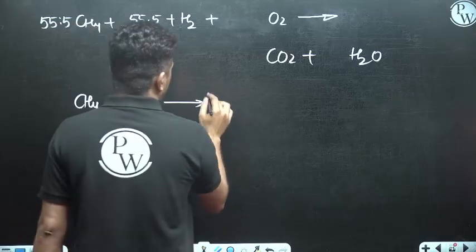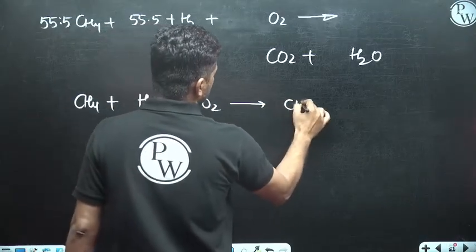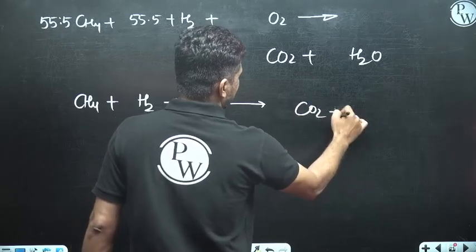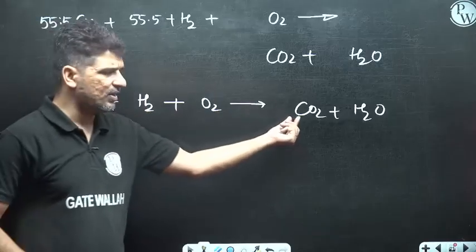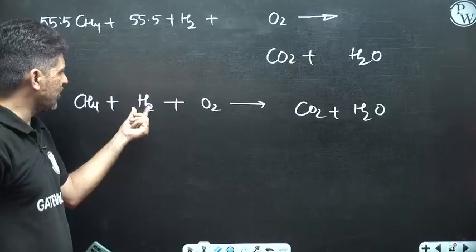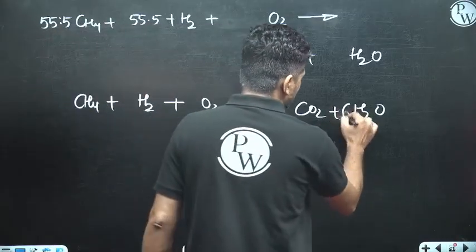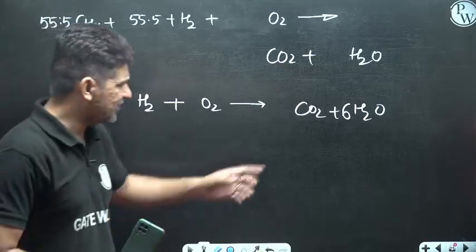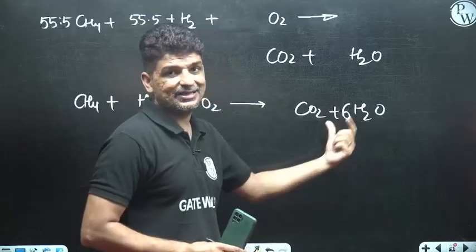When it reacts with O2, that leads to CO2 plus H2O. You see that carbon is only 1, so this will be 1 carbon. But your hydrogen over here, there are 4 hydrogen over here and 2 hydrogen over here, so total 6 hydrogen are there. So if 6 hydrogen are there, then 3 H2O will be formed. And if 3 H2O is formed, the amount of oxygen required will be 2 plus 6, that is 8.